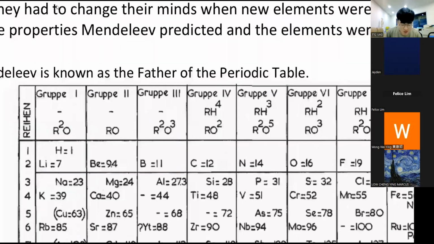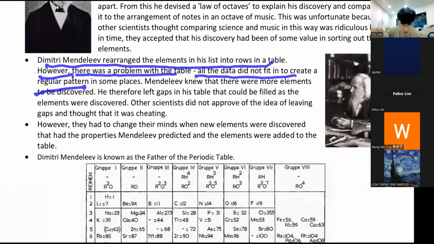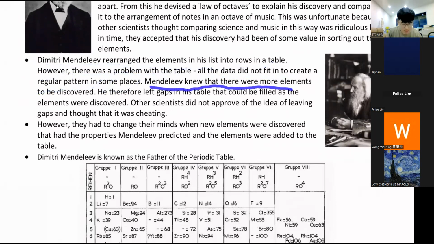Right? So Mendeleev was freaking amazing. So Mendeleev arranged the elements in his list into rows and tables. However, there was a problem with the table. All the data did not fit to create a regular pattern in some places. See, there are some empty places. So Mendeleev knew that there were more elements to be discovered. He therefore left gaps in his table that could be filled as the elements were discovered.